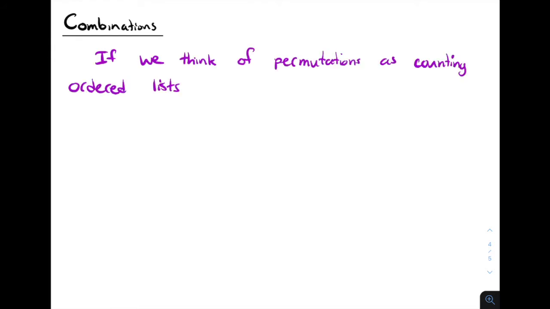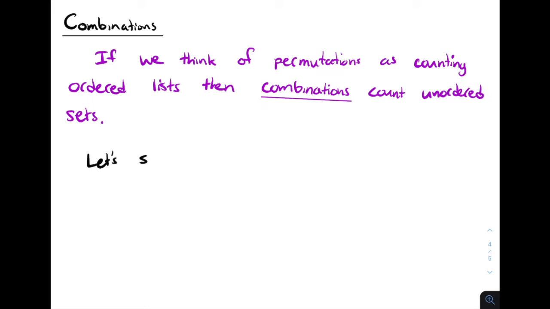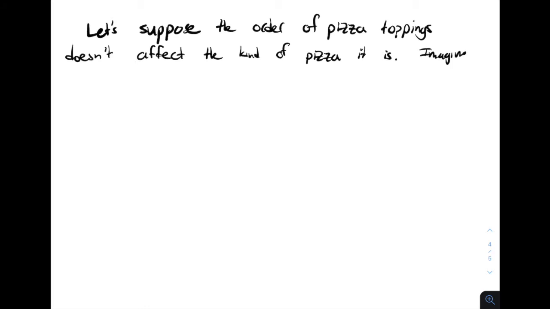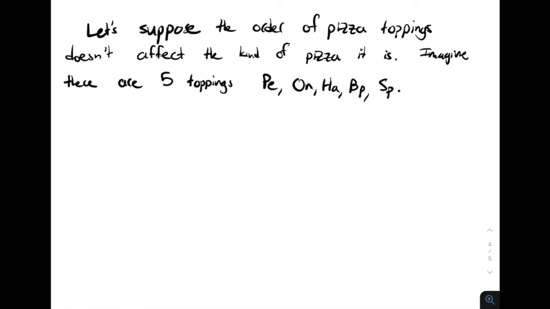If we think of permutations as counting the number of ordered lists, then combinations are counting unordered sets. Let's suppose that the order of pizza toppings doesn't affect the pizza. And let's imagine that there are 5 toppings: pepperoni, onions, hamburg, banana peppers, and spinach. And let's ask our question, how many 2-topping pizzas are there?